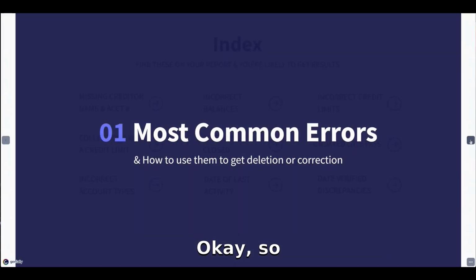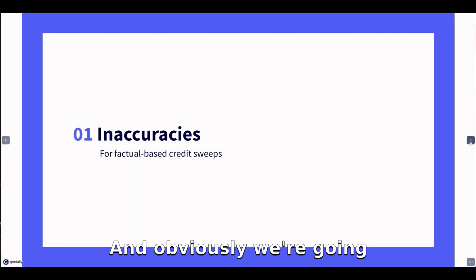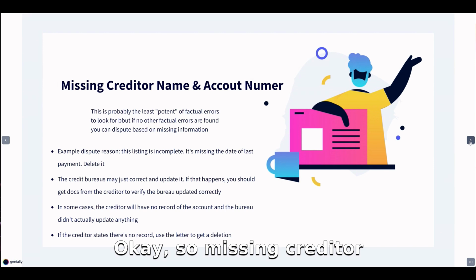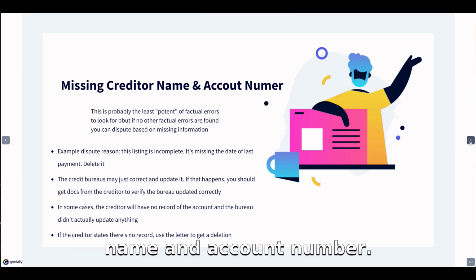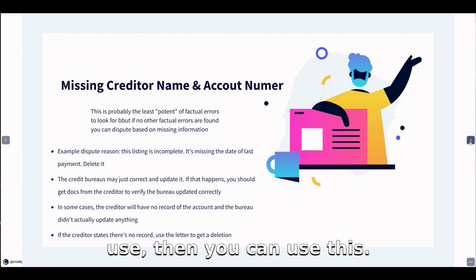Okay, so let's start with Module 1, most common errors and how to use them to get your deletions or corrections. And obviously we're going over inaccuracies for factual based credit sweeps. Okay, so missing creditor name and account number. Now this is probably the least potent of factual errors to look for, but if you have nothing else to use, then you can use this.